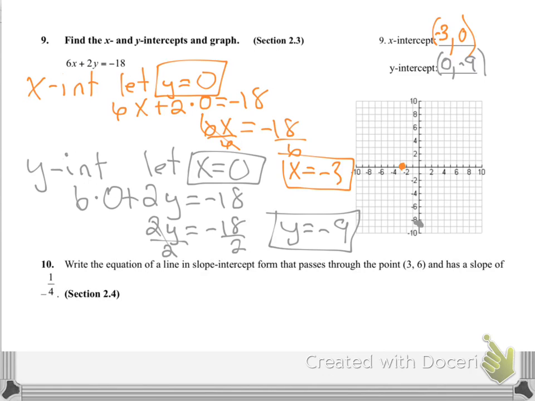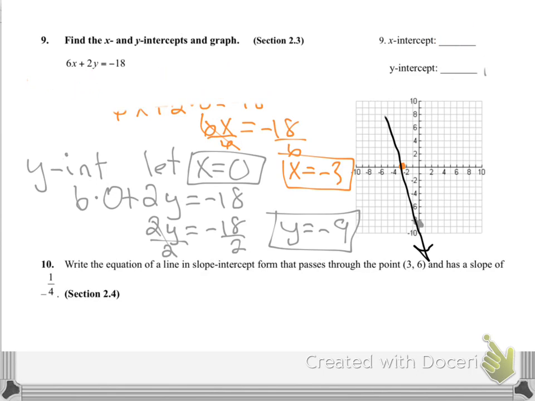Why is this important? Because once I have 2 points, I can form a line. And this is a nice, easy way to graph. You could have graphed number 8 like that as well. I am going to move this up so we have plenty of room. Again, pause it if you need to write this down.